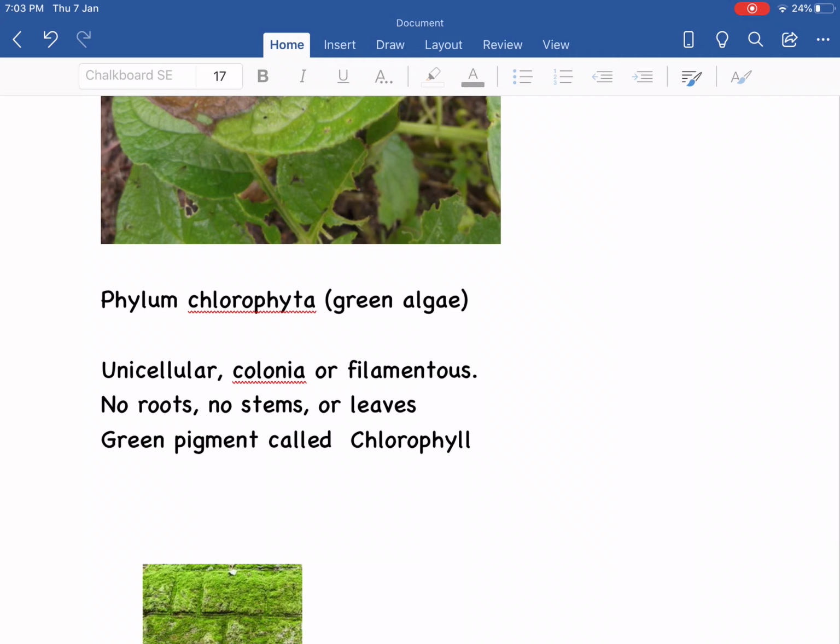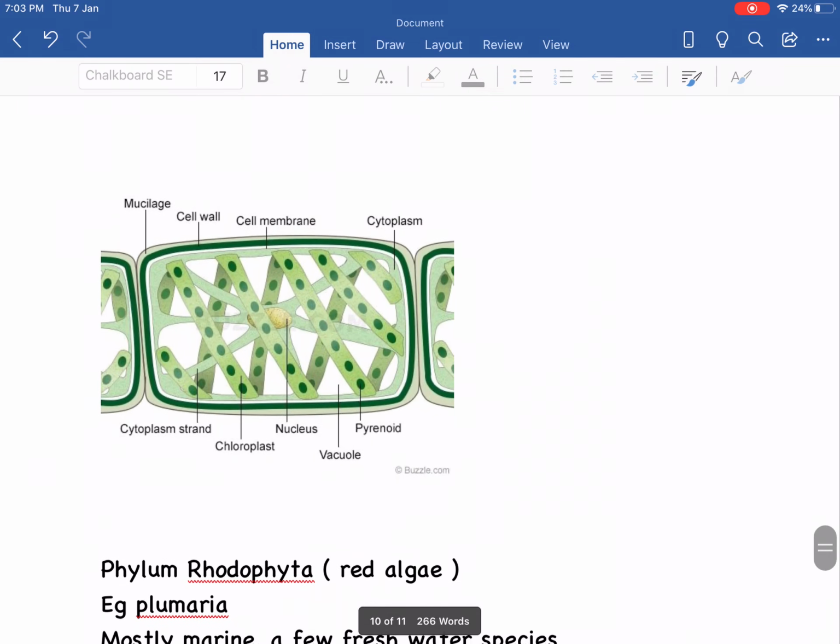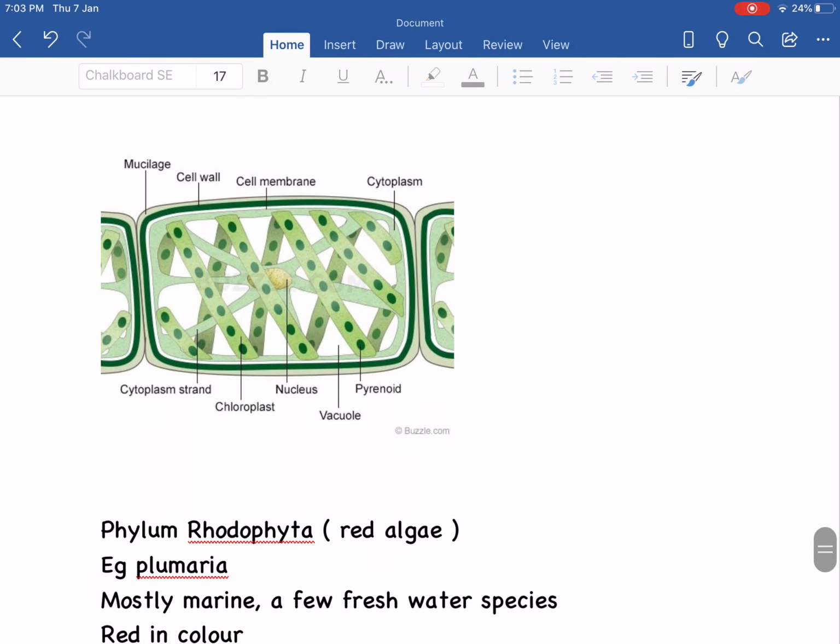Next, we move to Phylum Chlorophyta, also known as green algae. An example of organisms is the Spirogyra. They are usually unicellular, colonial or filamentous. They have no roots, no stems or leaves. If they had, they would have been in another kingdom, Plantae. But because of this, they are considered as protoctists and they show animal and plant-like characteristics, so they are green algae under the phylum Chlorophyta. This is how the Spirogyra cells look.